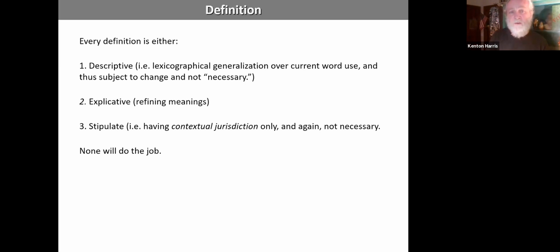Explicative definitions are refining meanings where I'm trying to get a little clearer. But again, usually I'm getting clearer about how people use the words, or I'm getting a little clearer how I'm using the word.